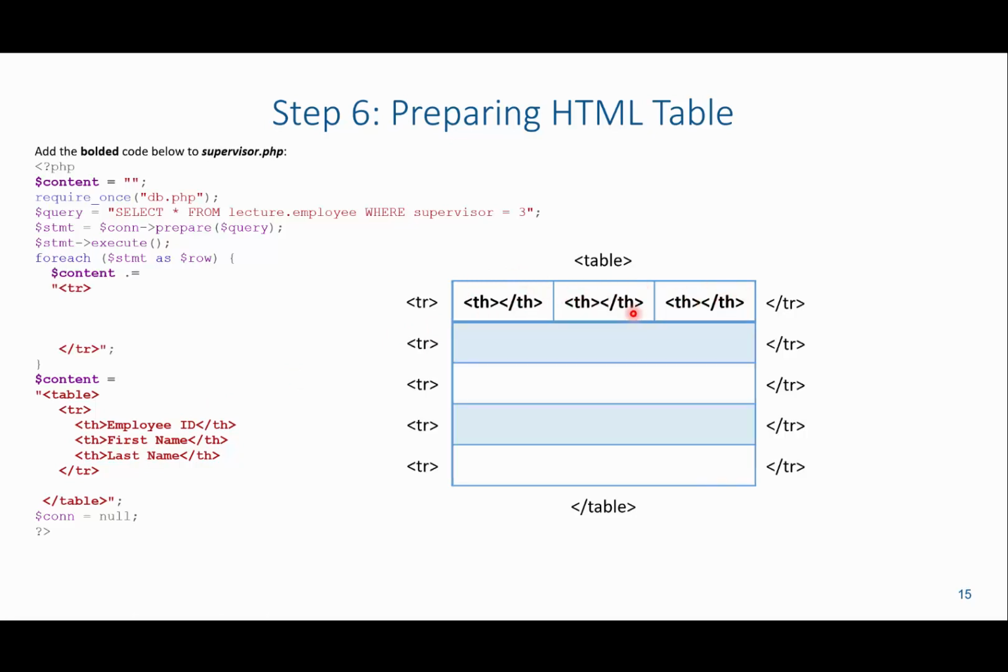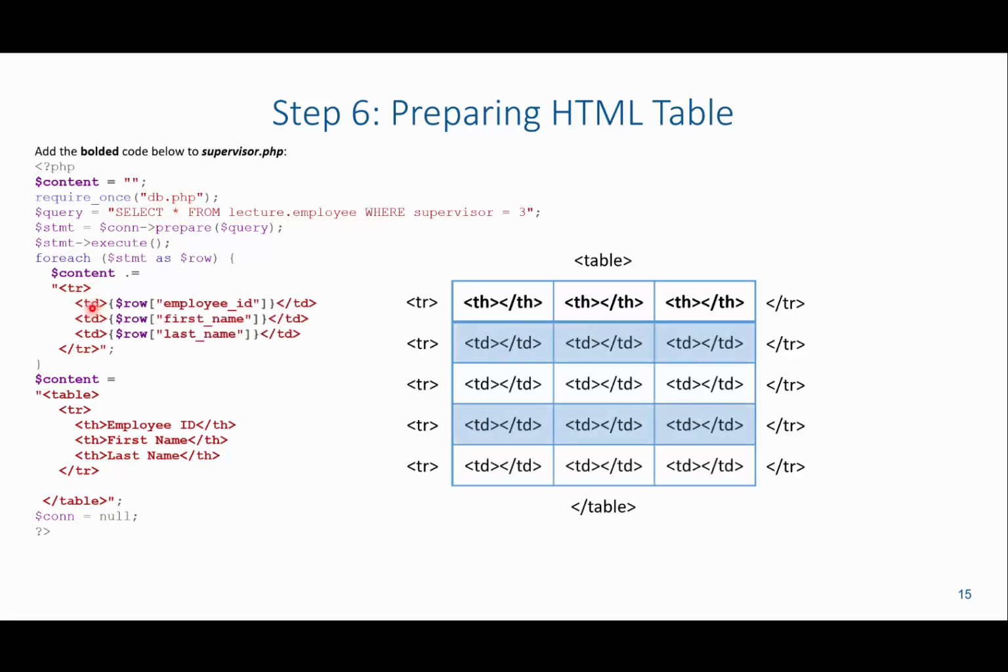We are then going to create content rows. This is going to create a row for every single record from this particular query. Inside of each one of these rows, we're going to have table cells, so table data, so TD, TD, TD.